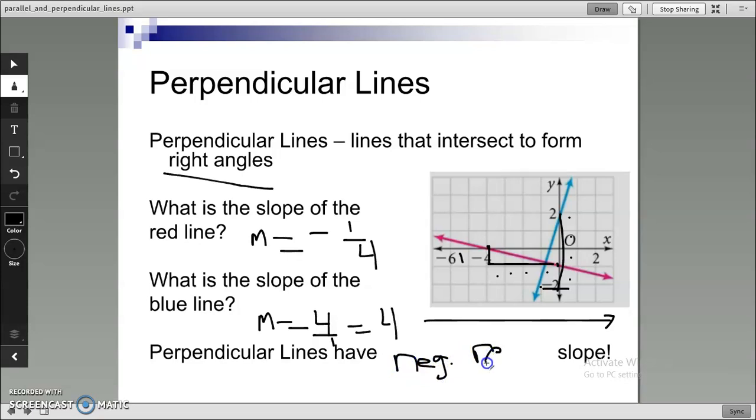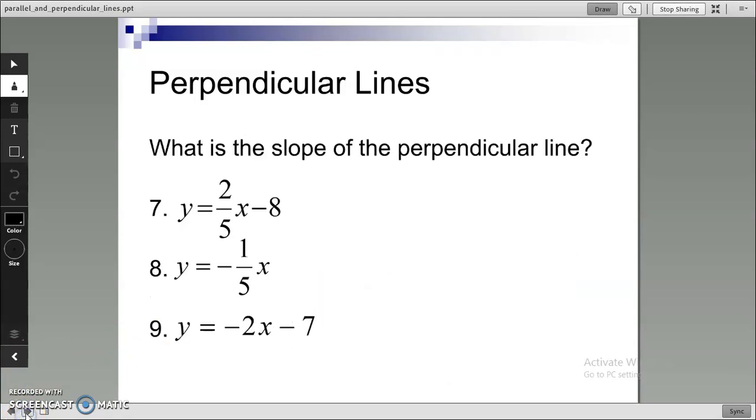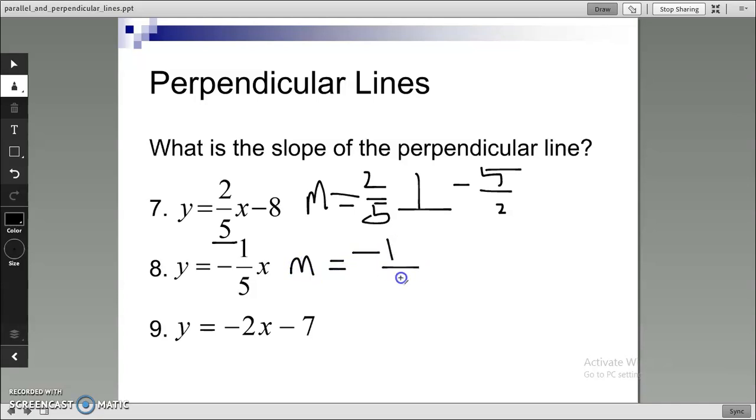That's why we did that exercise at the beginning. So it says, what is the slope of the perpendicular line? This should be super easy. We have m equal to 2/5. The symbol for perpendicular is this little upside down T. It's going to be the reciprocal and negative. The next one, the slope is negative 1/5.